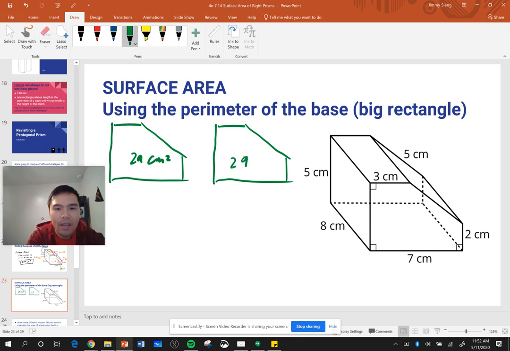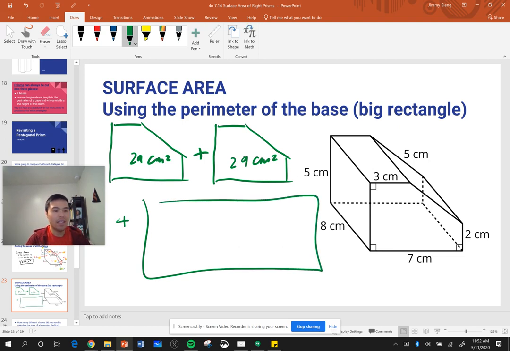And remember, surface area is when you add all of the faces together. So this is the front and back. And then we could add that big old rectangle that we just said, right? We took our shape and then we flattened it all out.